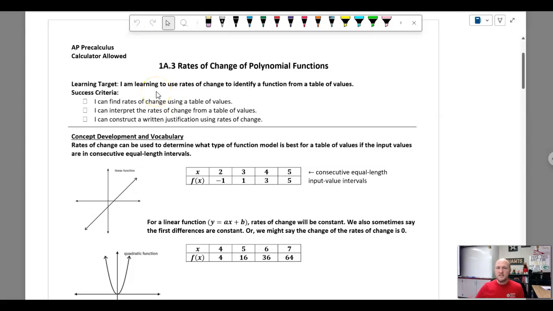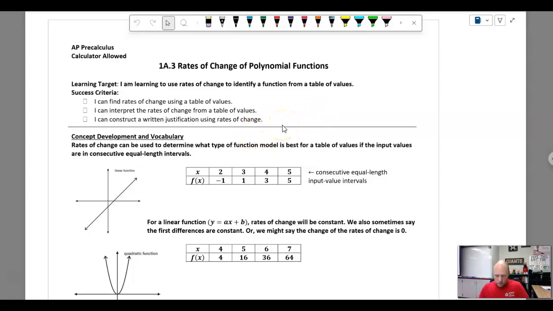We are going to talk about rates of change of polynomial functions, and this is lesson 3 in unit 1A. We're learning to use rates of change to identify a function specifically from a table of values, which is a common question in the AP Precalculus exam. You'll see this type of question on multiple choice as well as possibly on an FRQ question.